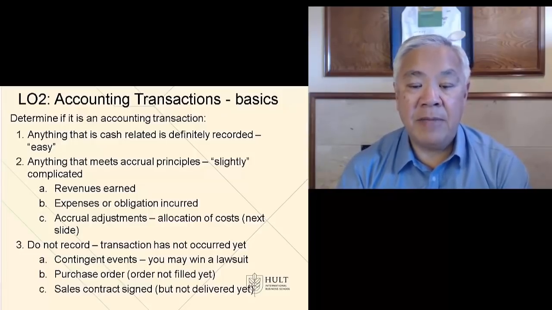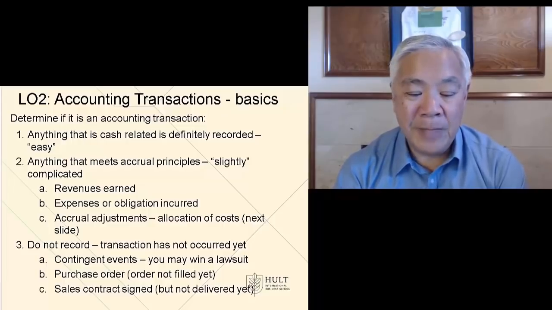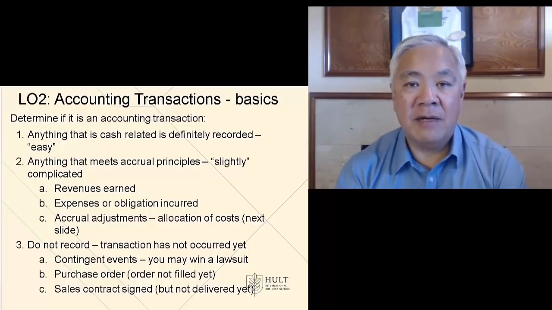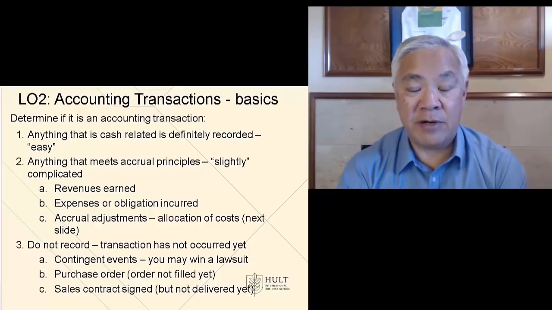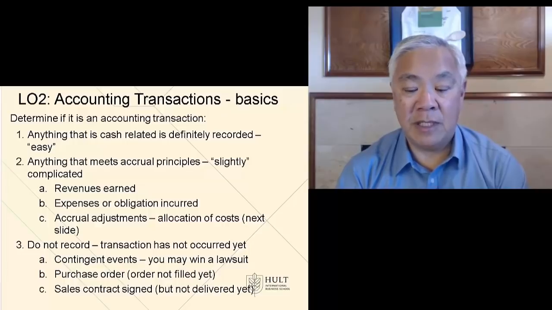Second, we look at things that meet accrual principles, and this is slightly complicated. Notice I would use the word slightly. I'll let you be the judge on how slightly it really is. We'll look at first the concept of you record revenue when you earn it. You recognize expenses as incurred. We talked about this in a prior class, but we'll look at this a little more closely because now we're doing the books. And finally, we'll look at accrued adjustments.